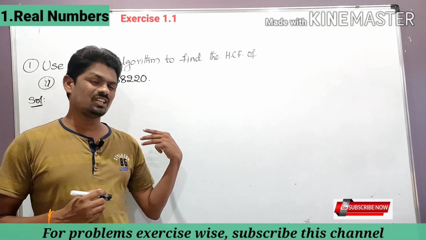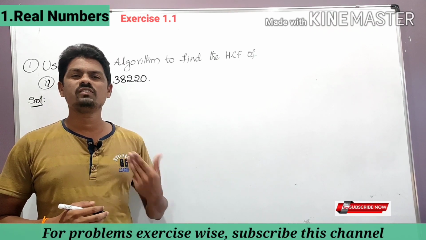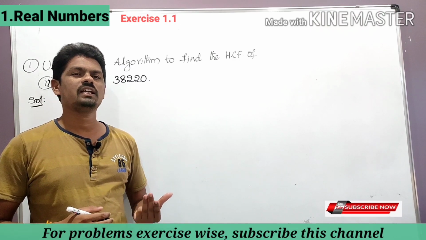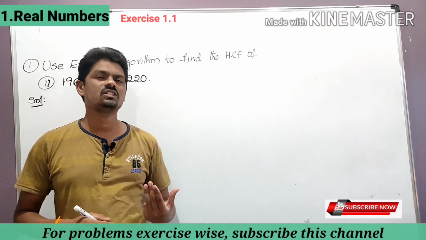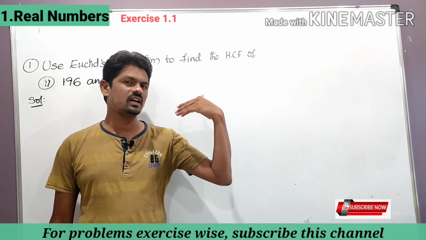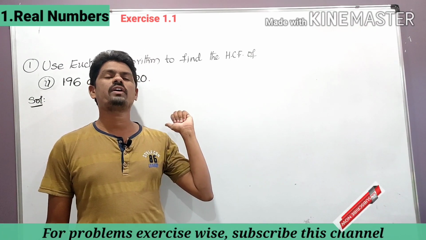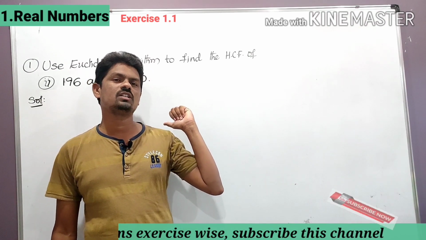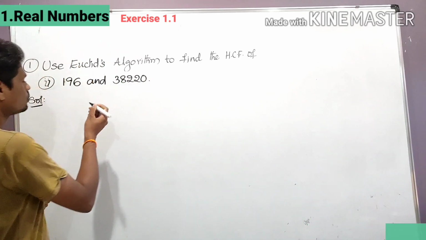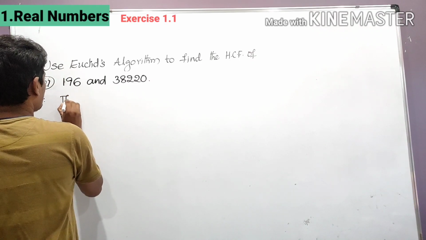An algorithm is the sequence of steps involved to solve the problem. What is Euclid's division lemma? For any two positive integers a, b, there exist two unique integers q and r such that a is equal to b into q plus r, where 0 is less than or equal to r is less than b. Using that we have to find the HCF of the given two positive integers 196 and 38,220.